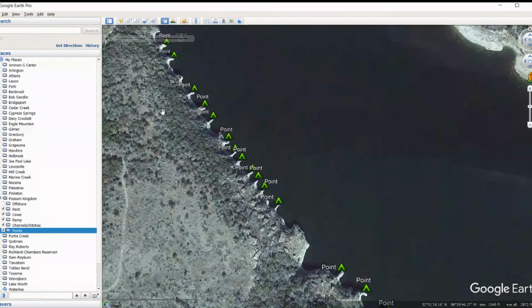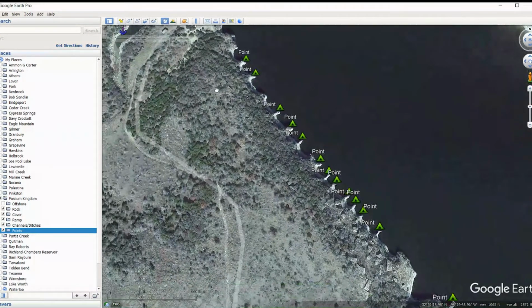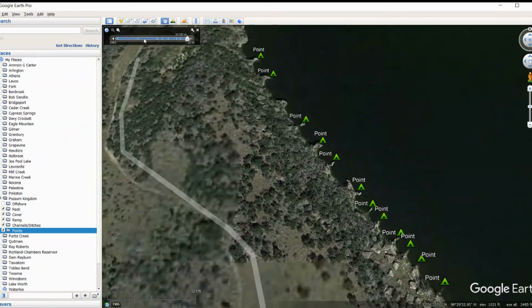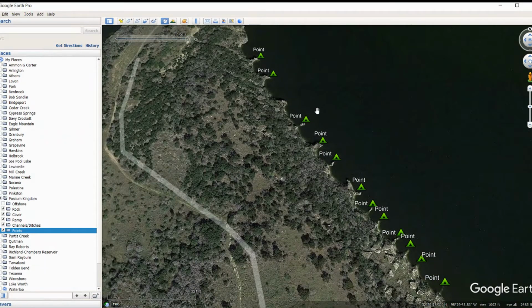So I'm going to go ahead and just kind of scroll through these. Now I want you to look at this. You can see where I've labeled these all points. You can see all these little crop outs. We've got a ton of them here. Now, if we pull up the water, you're not going to know that those are there, right? You wouldn't know.